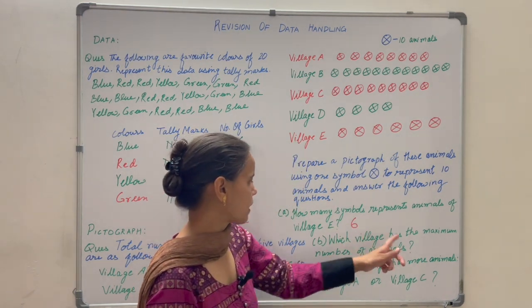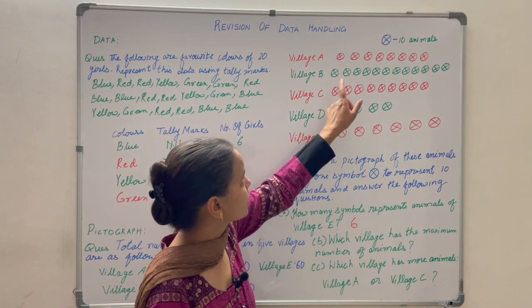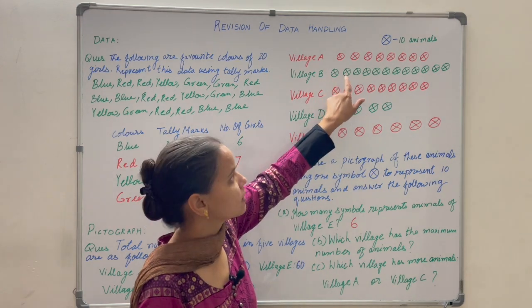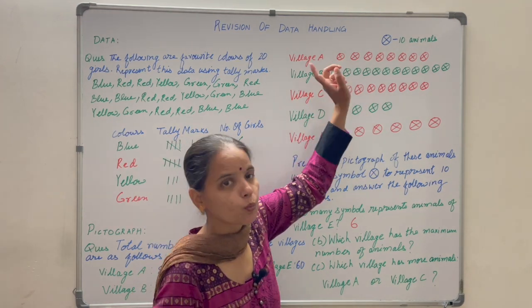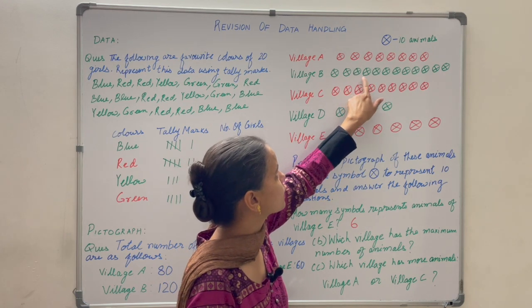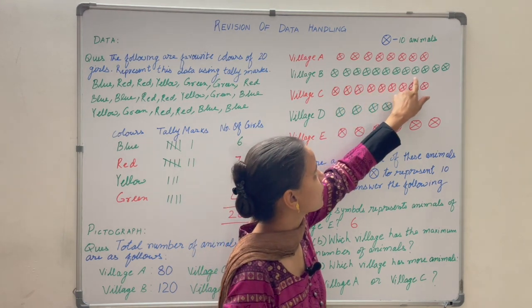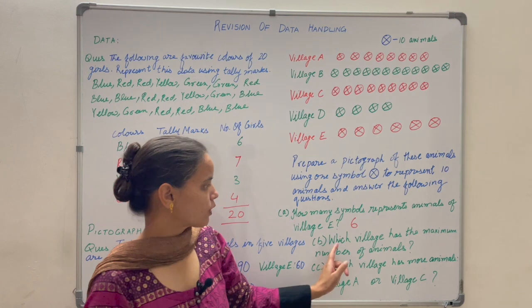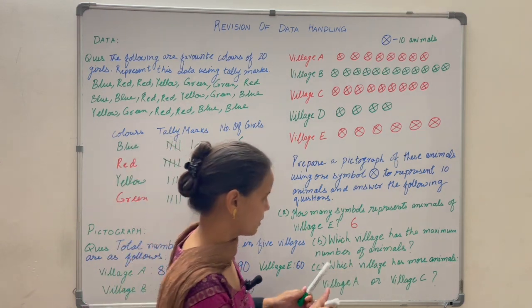Which village has the maximum number of animals? You can see village B because it has got 12 symbols means 120 animals. 1, 2, 3, 4, 5, 6, 7, 8, 9, 10, 11, 12. So for this the answer is village B.